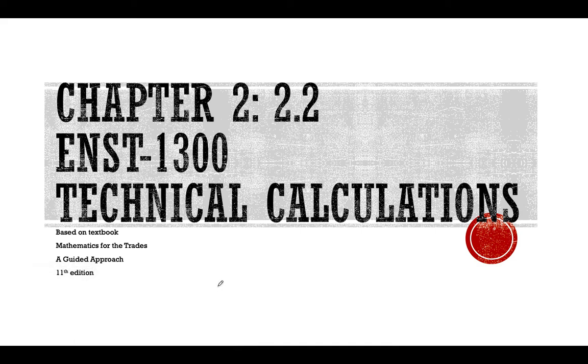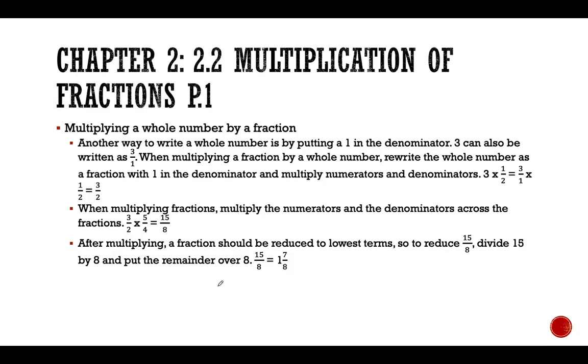Chapter 2, Section 2.2. In this section, we're going to be talking about multiplication of fractions. First, we're going to start with multiplying a whole number by a fraction. Another way to write a whole number is by putting the number over 1, so 3 can be written as 3 over 1. When multiplying a fraction by a whole number, rewrite the whole number as a fraction with 1 in the denominator and multiply numerators and denominators.